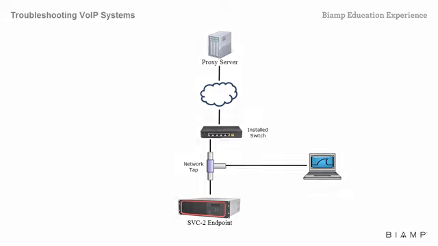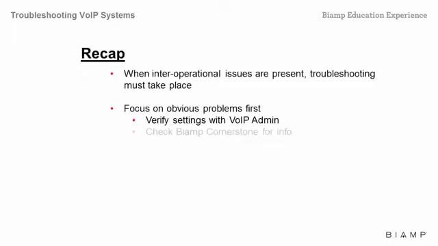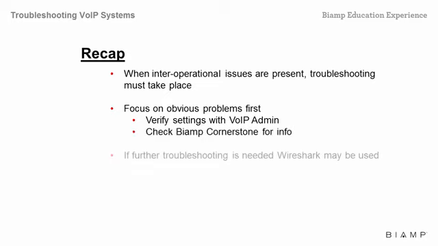In this lesson, we looked at the steps that should be considered when VoIP troubleshooting must take place. This includes the basics of interacting with the VoIP administrator and referencing Biamp Cornerstone. We also introduced methods that can be used to set up the VoIP network to allow further troubleshooting via Wireshark.